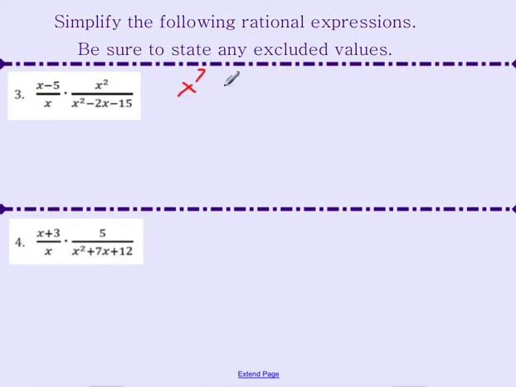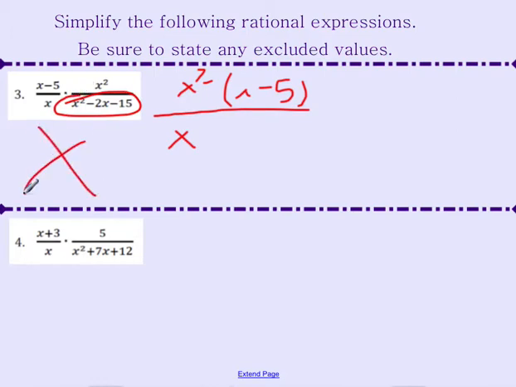I can actually just multiply that out, and I'm going to write it as x squared times x minus 5, because that's how we're used to seeing it. We're used to seeing the x on that side. Then what we want to do next is divide by x, but I want to factor this out when I multiply it. So I'm multiplying to a negative 15 and adding to a negative 2. So that's going to be negative 5 and positive 3.